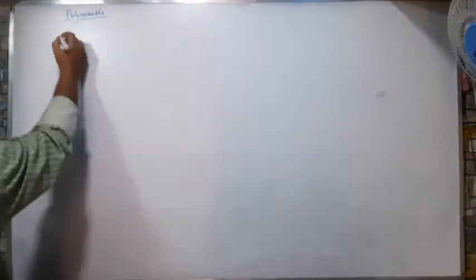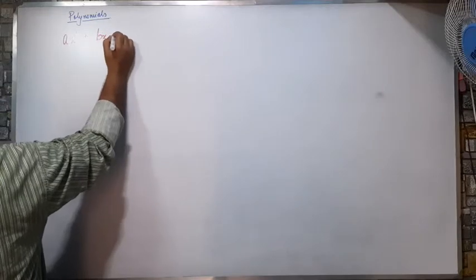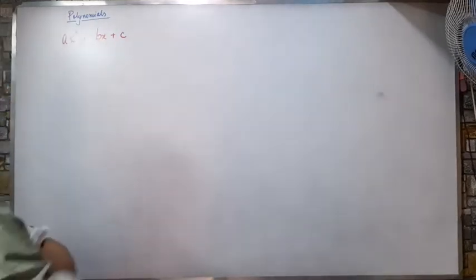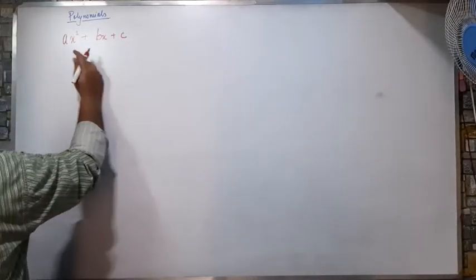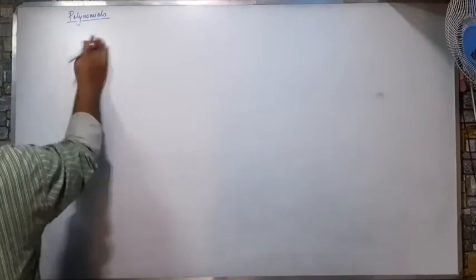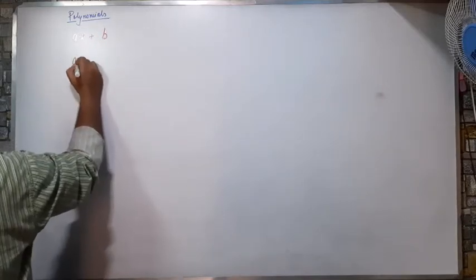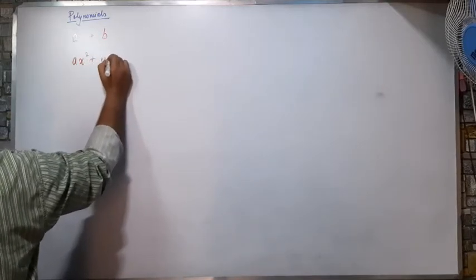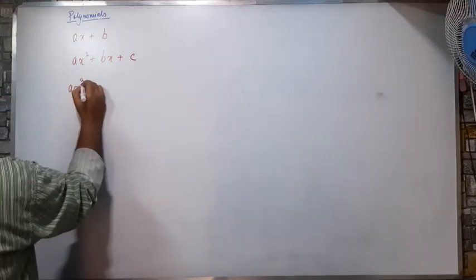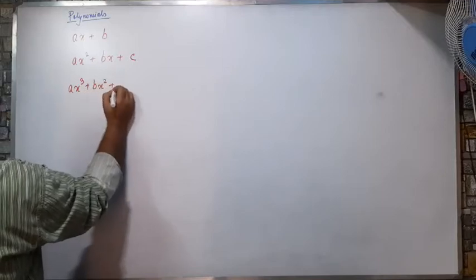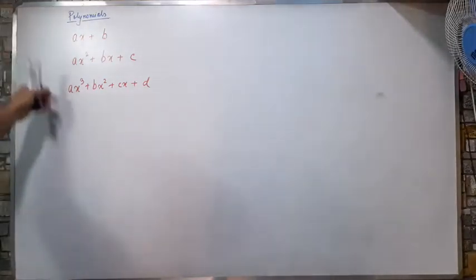For example, this is a polynomial: ax square plus bx plus c. This is a polynomial because three terms are there. Correct? First of all, I should write like this. Ax plus b. This is a polynomial. Ax square plus bx plus c. This is a polynomial. Ax cube plus bx square plus cx plus d. This is a polynomial. Now what is the difference between the three polynomials?